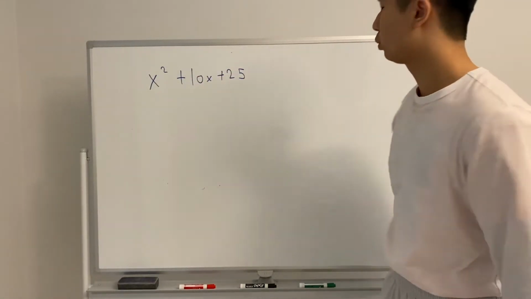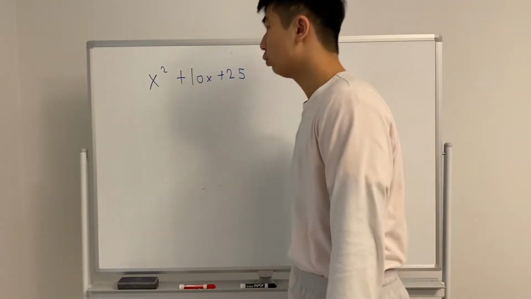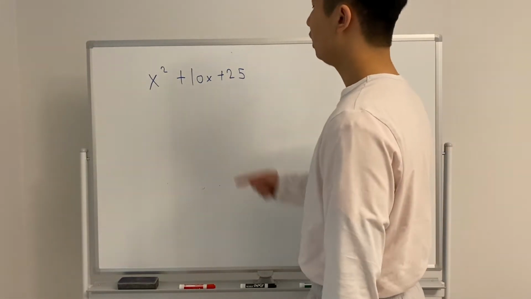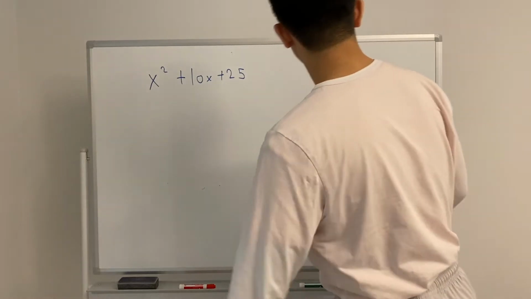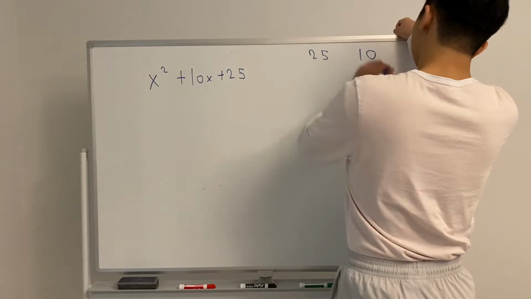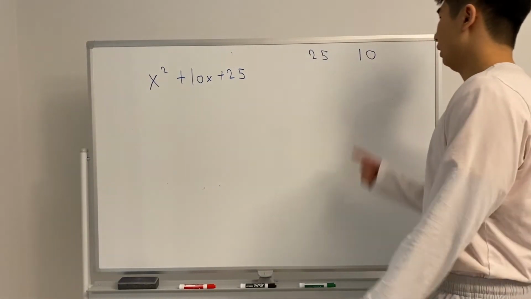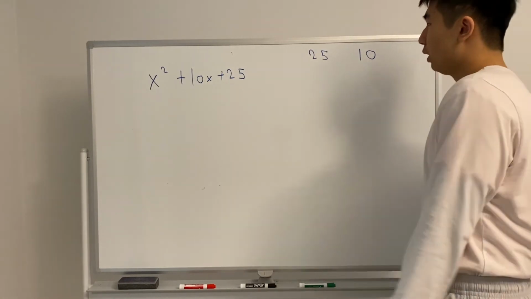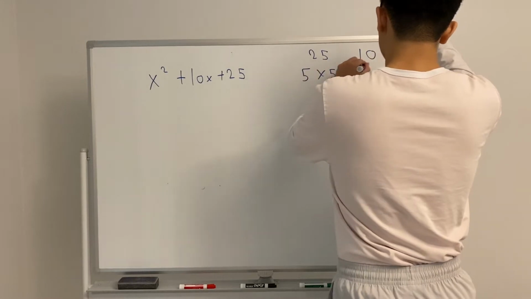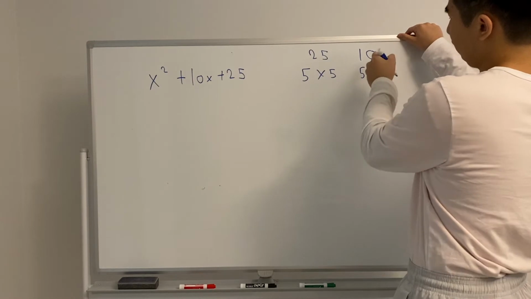Alright, so now we have x squared plus 10x plus 25. So again, a is equal to 1, so we have to figure out which two numbers multiply to the c value, which is 25, and add to the b value, which is 10. So let's write this out here, 25, 10. Since I know the answer, I'm just going to write it out, but feel free to pause the video and try to figure this out. But the two numbers are 5 and 5, because 5 times 5 equals 25, 5 plus 5 equals 10.